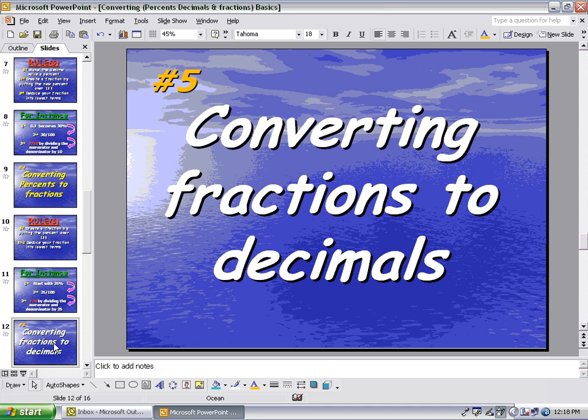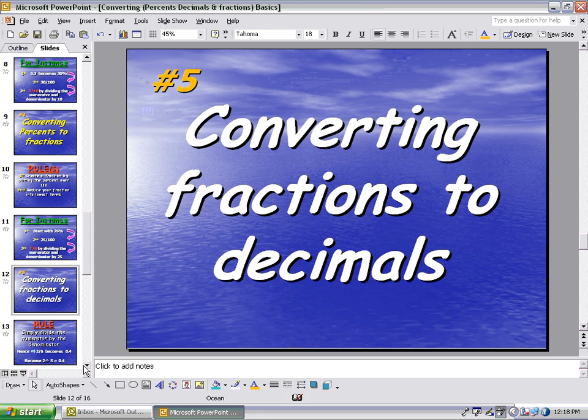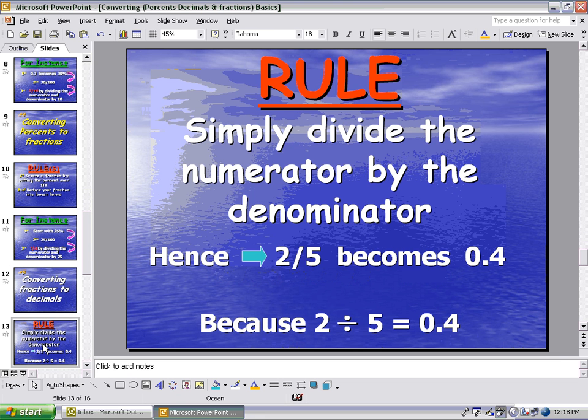My fifth step, converting fractions to decimals. This may be one of the easiest things that you do. To make a fraction a decimal, all you simply do is divide the numerator by the denominator. So I take my fraction, which in my example here is 2 over 5, and this becomes 0.4 because I take my numerator, which is 2, divided by my denominator, which is 5, and 2 divided by 5 gives me 0.4.